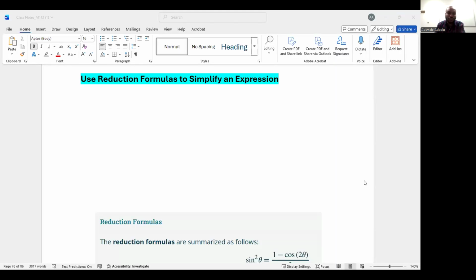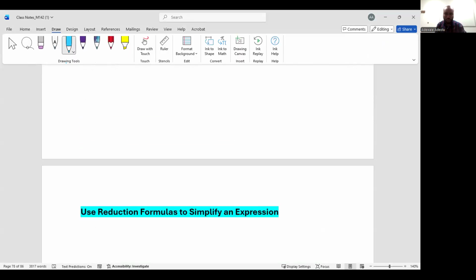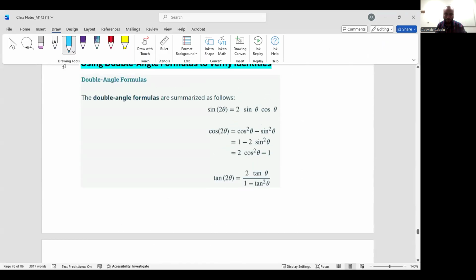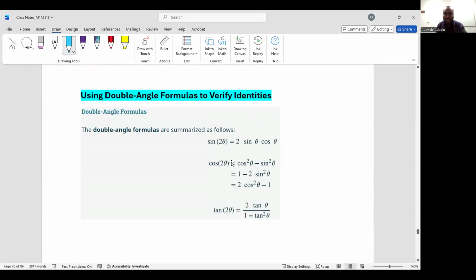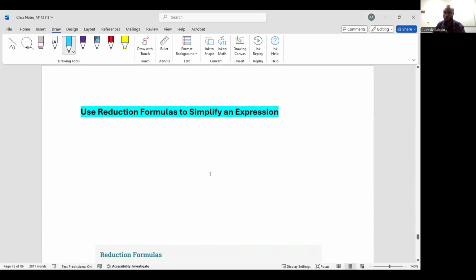Good day, everyone, and welcome back to our pre-calculus class. Last time we were looking at the concept of double angle. Let me quickly show this. We derive these identities for double angles. And now we want to use this idea to come up with some other identities.